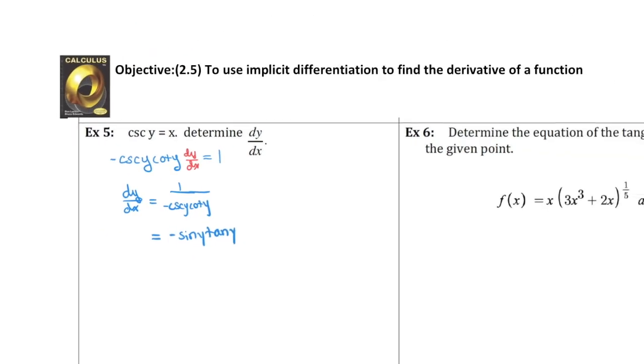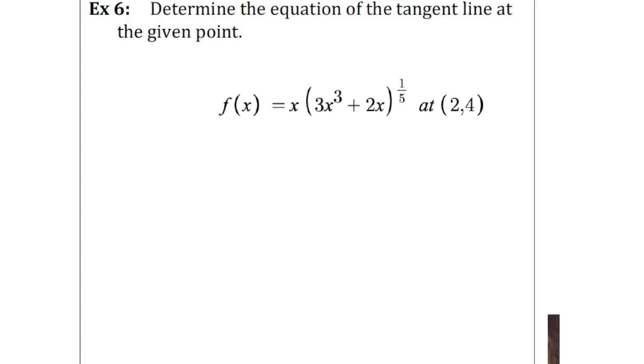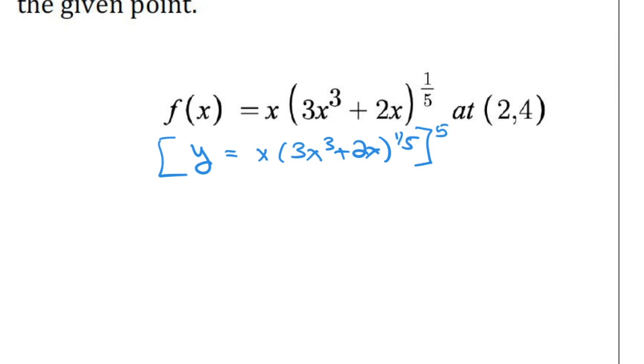All right, so now if we were to look at example 6, determine the equation of the tangent line at the given point. You can see that we have quite a complex problem here. What we're going to do is a product rule or algebra. Now hold on. Let's do a little bit of algebra with this. That 1/5 power is really bothering me. What if I were to write y equals x times (3x cubed plus 2x) to the 1/5 and raised everything to the 5th power? What would happen?